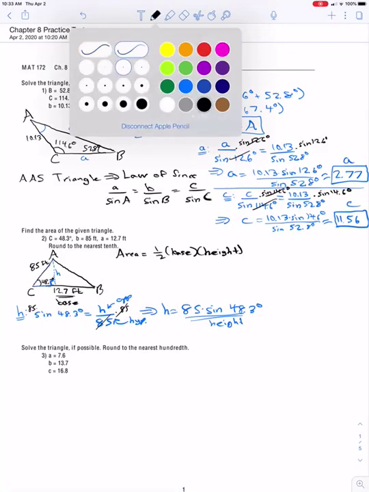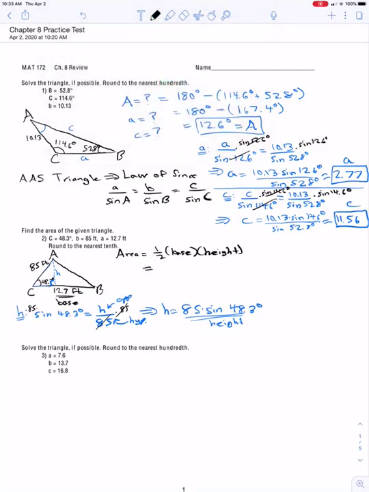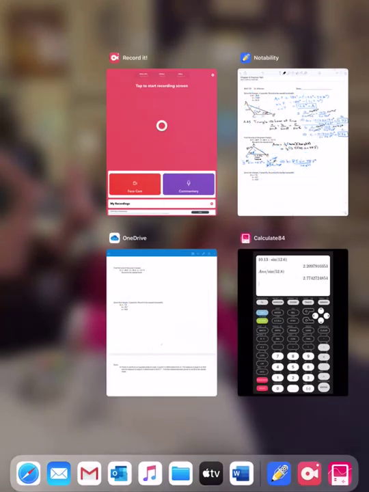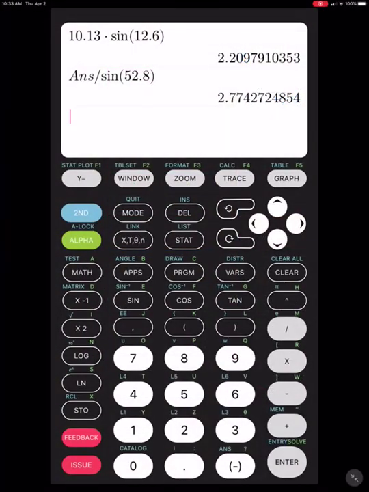So let's go back to our area definition. Area is 1/2 times base, which we know is 12.7 feet, and then the height, which we just calculated, is 85 times the sine of 48.3. All right, so let's plug that in. What do we come up with? Let's see what our area is. We'll put it here in our calculator.